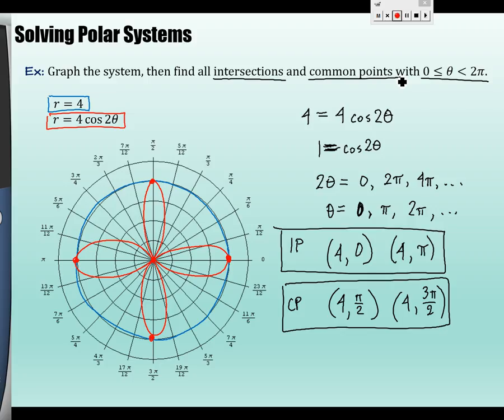Yeah. So you'll see r equals 4, theta equals pi over 2 does not satisfy this system. If theta is pi over 2, you do not get 4 here. You get negative 4. That's what we're saying.